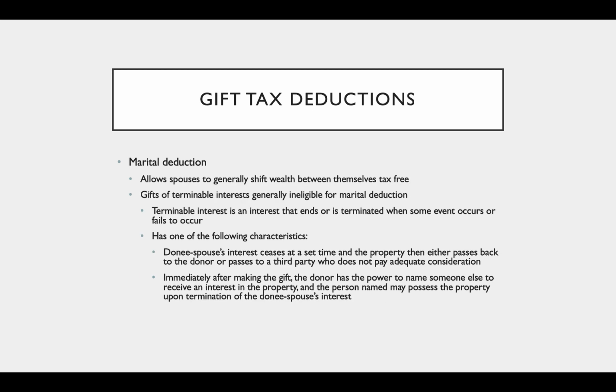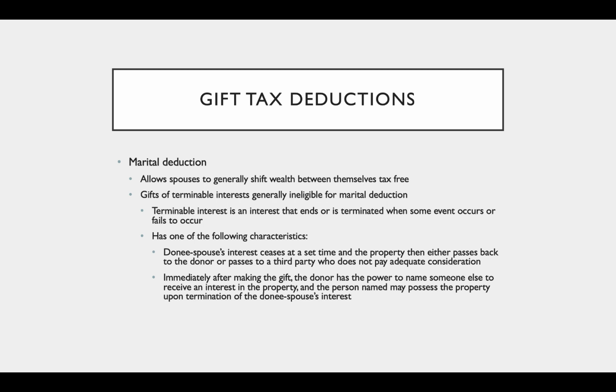Another deduction is the marital deduction, which allows spouses to generally shift wealth between themselves tax-free. Again, this doesn't matter to us as much in a community property state like Texas, but it matters in a common law state where if we have one working spouse and one non-working spouse, the non-working spouse really has nothing. So the working spouse has to gift those assets to the non-working spouse.